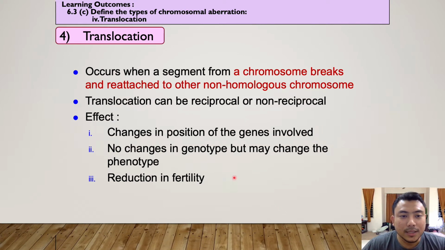Okay, the fourth one is translocation. Okay. So, translocation occurs when a segment from a chromosome breaks and reattaches to another non-homologous chromosome. Maknanya dia breaks tapi lekat pada non-homologous chromosome yang lain. Okay, translocation can be reciprocal or non-reciprocal. So, it will affect the changes in position of the genes involved and no change in genotype but may change the phenotype. Okay, phenotype ni apa yang kita nampak, and also will cause reduction in fertility, iaitu kesuburan dia.